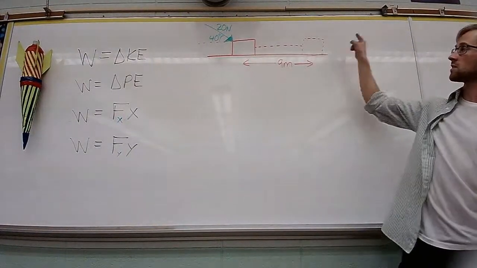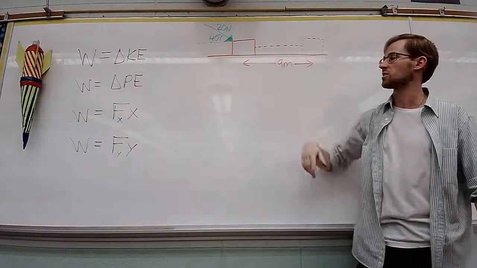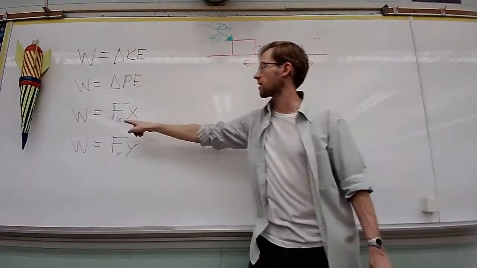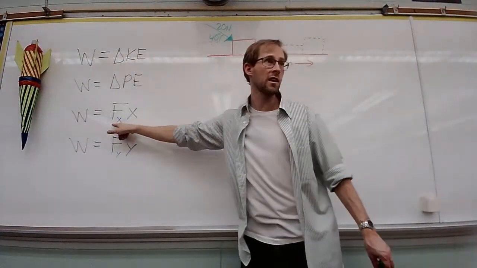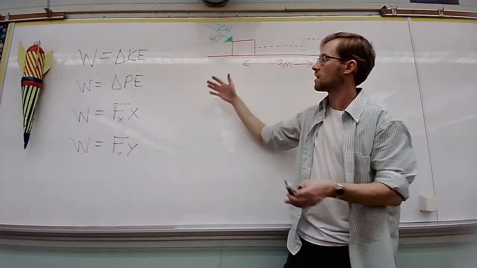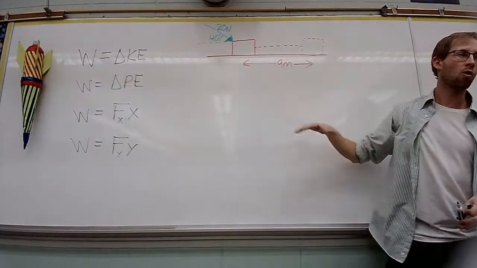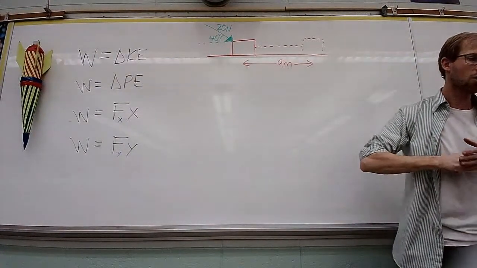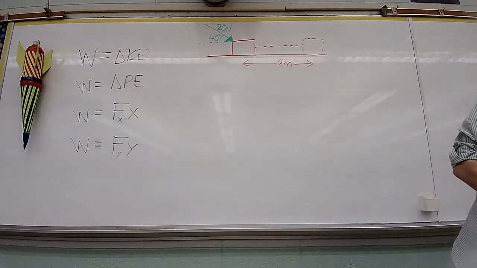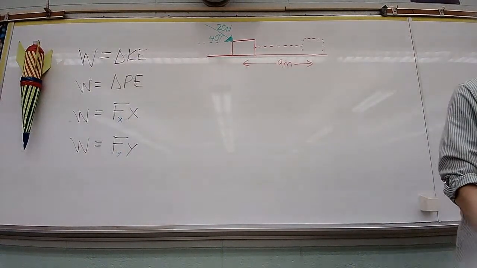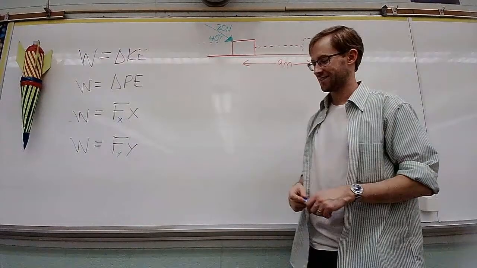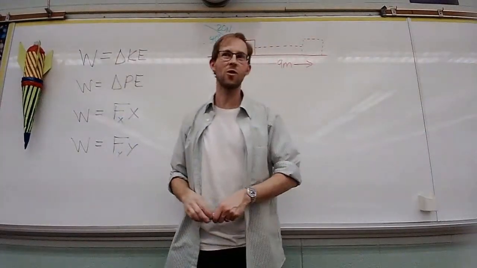So because this object is moving horizontally, 20 newtons is not going to go here. What's going to go here is how much of that 20 newtons is actually acting horizontally. So, I know you guys are sick and tired of sine and cosine by now. They're going to rear their ugly heads one more time.